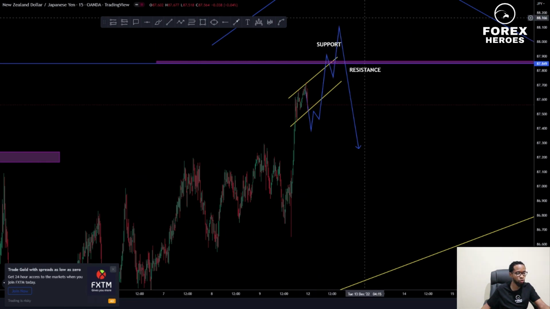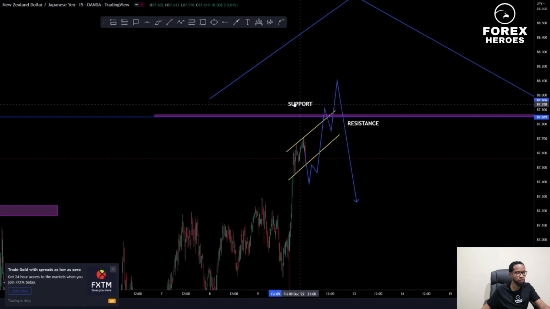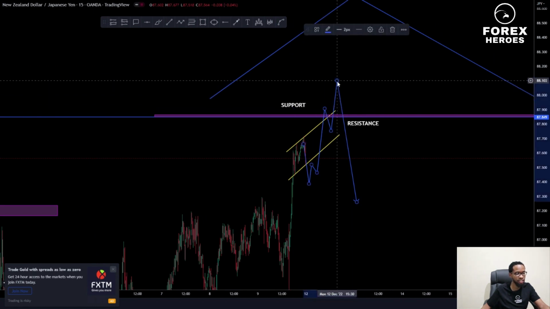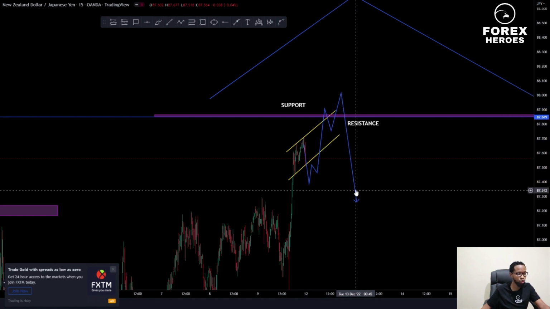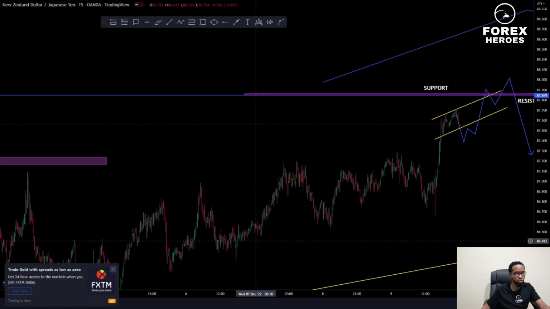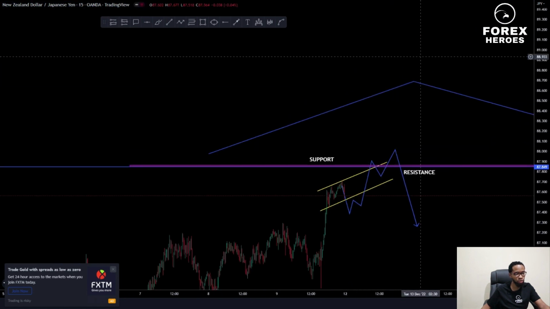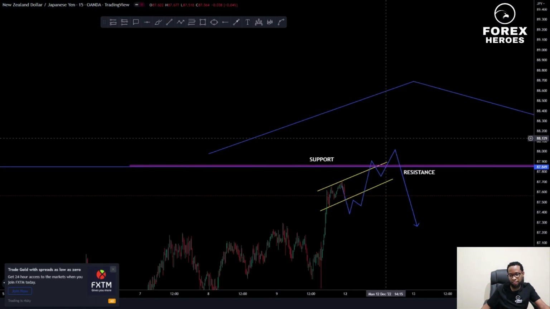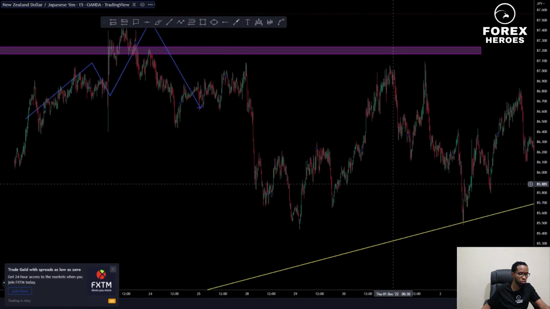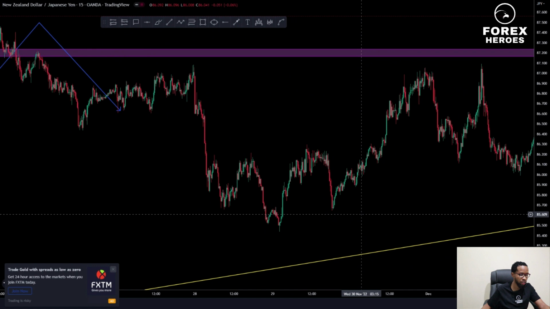So even here, what do we have to do? We have to wait for a retest. A retest will give an indication that the market is ready to push down. And also a retest to the downside will prove to us that the market is ready to push to the upside.